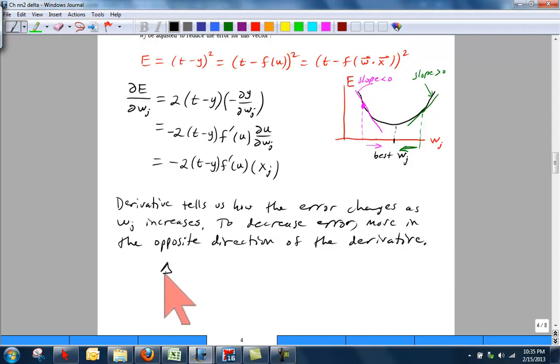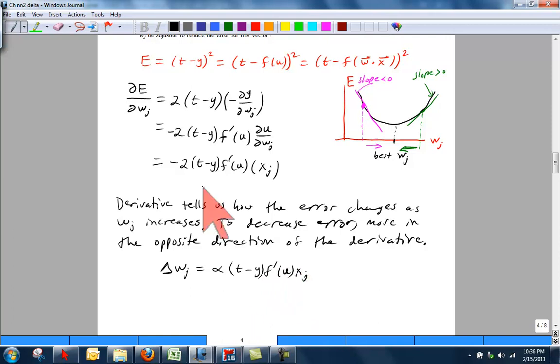And so what I'm saying in a very long-winded way here is the change in wj should be not negative times something else, but the opposite of that. So negative of a negative, and now the 2 is a constant, the t minus y and so on are constants. I don't necessarily know what those constants are, and I'm not prepared to decide how big of a step. I just know which direction I need to go. So let's throw in the learning rate alpha there, and then I'll recopy the t minus y, the f prime of u, and the xj.